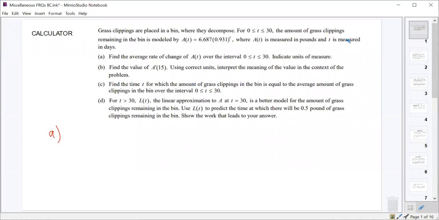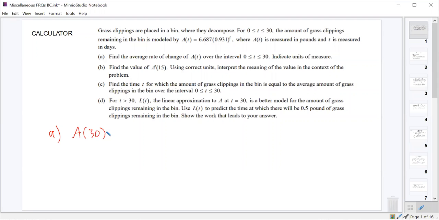So for part A, with our grass clippings that are being placed in this bin, the first thing we want to look for is the average rate of change of A of t on the interval from 0 to 30. Just remember that average rate of change is not average value. So this is not the mean value theorem for integrals. Average rate of change is just a slope. So we are just looking for the slope between 0 and 30 of A of t.